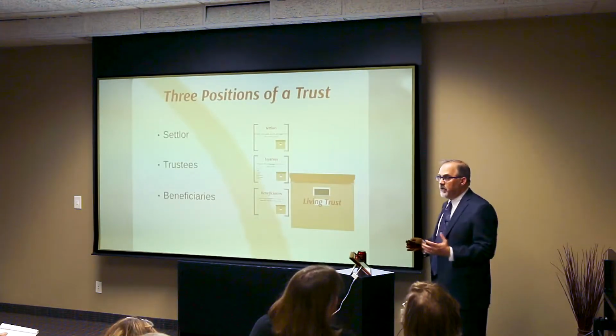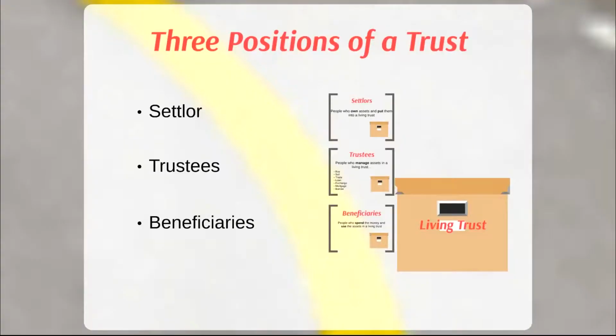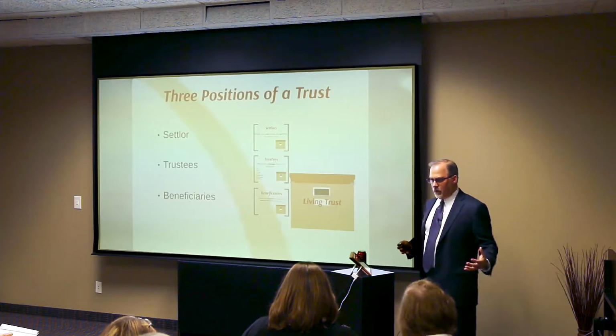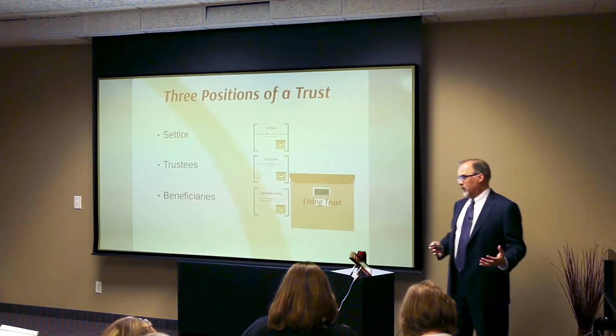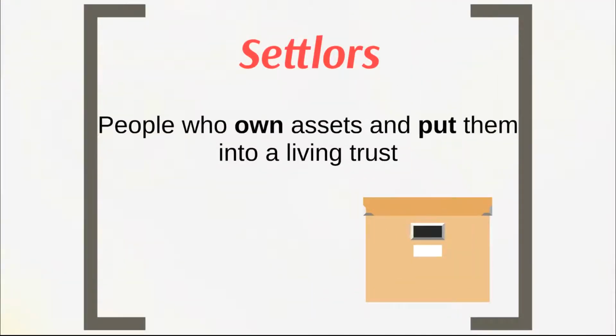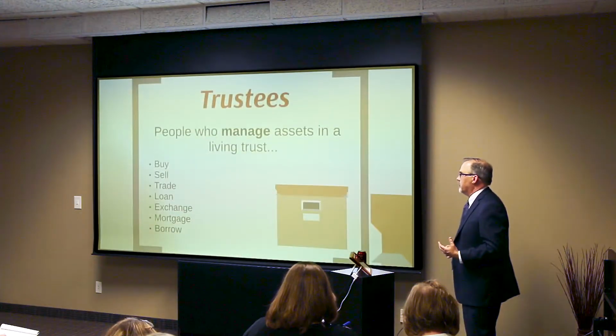There are three positions of any trust, and this is true with a living trust as well. There's a settlor, the trustees, and the beneficiaries. The settlors are the people who create the trust. Some people call them grantors, some people call them trustors. I think the simplest term is settlor, so that's what I use. The settlor is the people who currently own the assets and are going to put them into the trust. So in our circumstance with a living trust, John and Jane Jones are the settlors. They own the assets, they're going to put them in the trust.